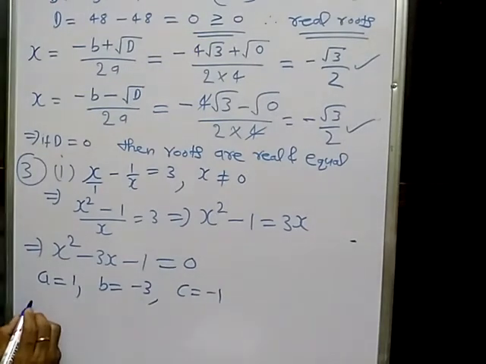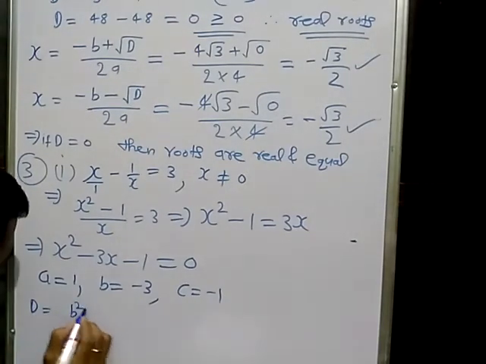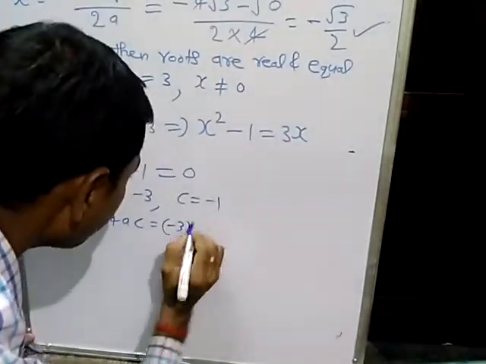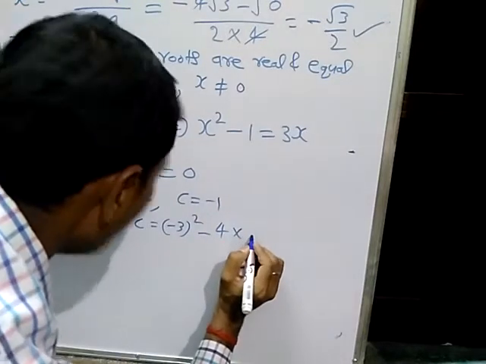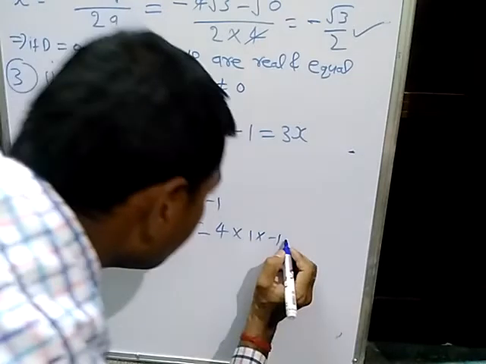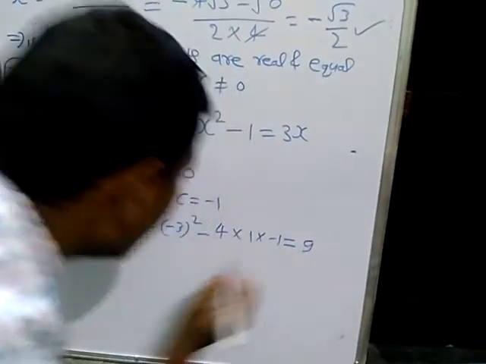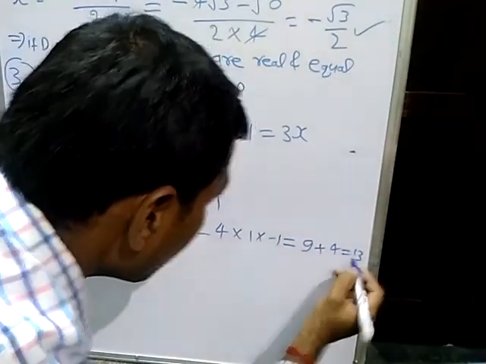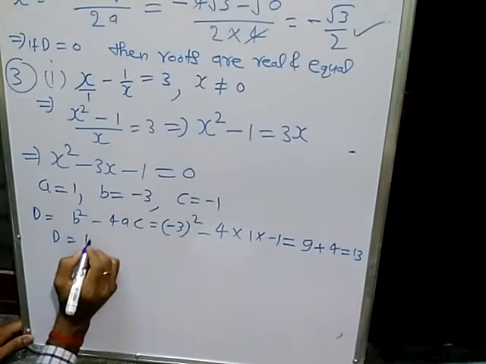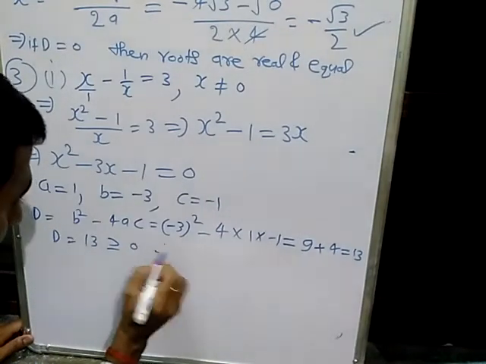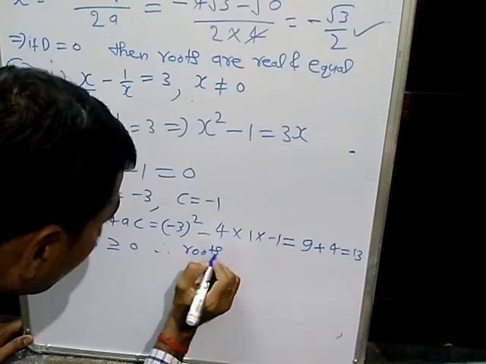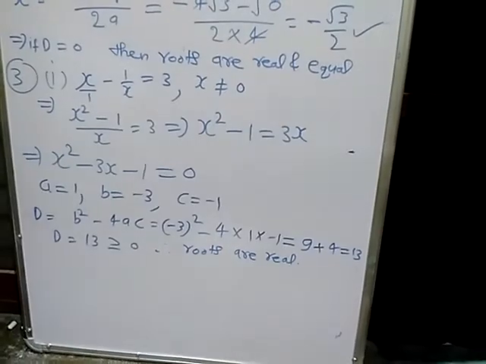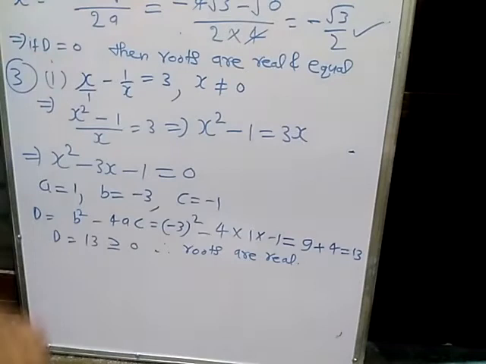So now we will find out D. What is D? b square minus 4ac. What is b? Minus 3 square minus 4 into a, a is 1, into c, minus 1. Solve it. Minus 3 square is plus 9. Minus 4 into minus 1 is plus 4. So we got 13. You can understand here D is 13, which is greater than 0. Therefore roots are real. This equation is also having real roots but not equal roots because D is not 0.